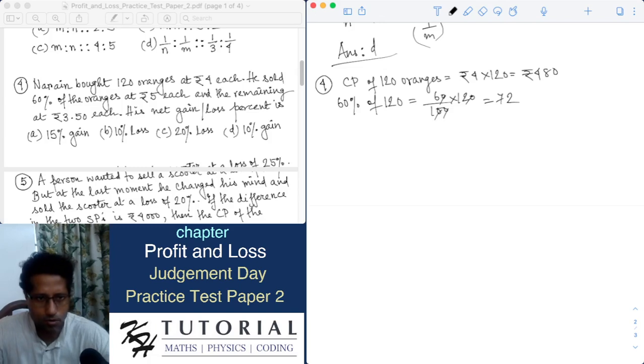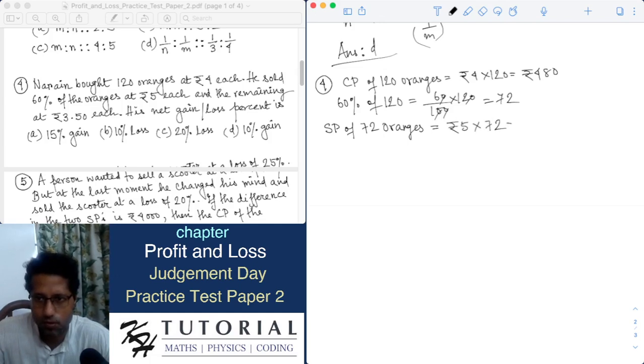It is said that he sold 60% of the oranges at rupees 5 each. Therefore, the selling price of 60% of the oranges, that is 72 oranges, at rupees 5 each, is rupees 5 multiplied by 72. This is rupees 360.